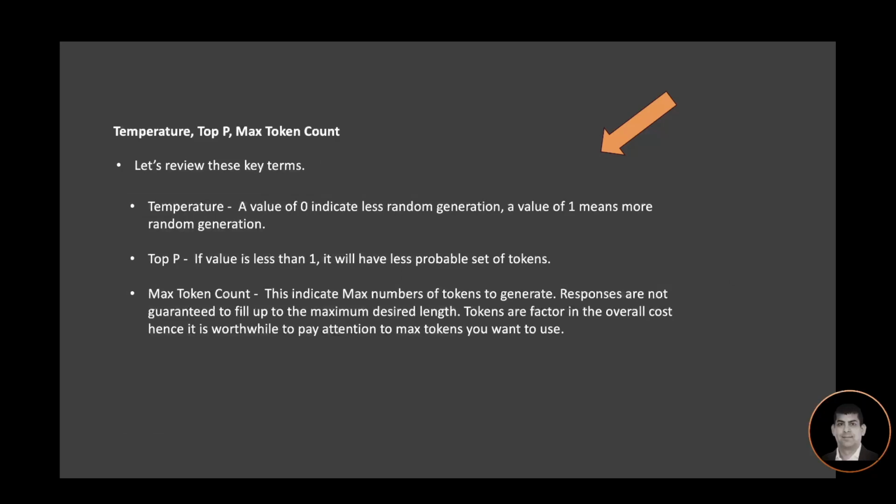Temperature, top P, and max token count are a few of the parameters used when you're providing a prompt to the Bedrock API. A temperature value of 0 indicates less random generation. A value of 1 means more random generation. Top P is another value. If it's less than 1, it will use a less probable set of tokens. And max token count indicates the maximum number of tokens to generate. Responses are not guaranteed to fill up to the maximum desired length. Tokens are a factor in the overall cost. Hence, it's worthwhile to pay attention to the max tokens you want to use.